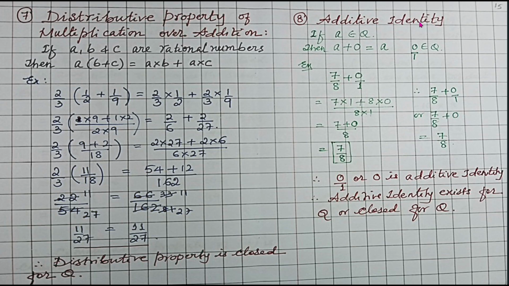Now let us talk about additive identity. Already we know what is additive identity. Additive identity is 0, and here 0 by 1 is a rational number. So a is a rational number, 0 by 1 is a rational number. When we add, we get a. That means when a rational number is added to 0, again we get back the same rational number. Therefore, additive identity is closed for a set of rational numbers.